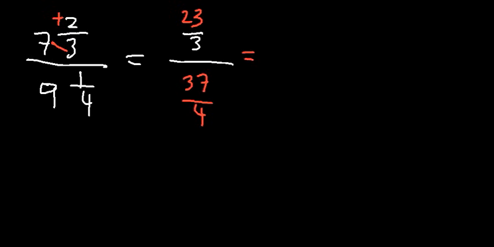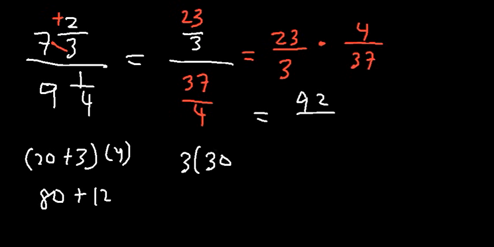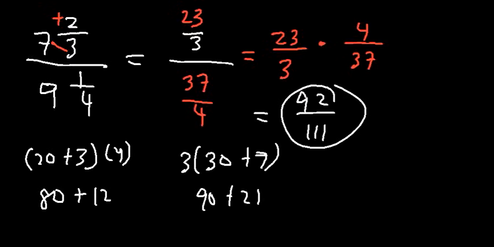And then you can use keep, change, flip. So it's 23 over 3 times 4 over 37. So 23 times 4, let's see, that's 20 plus 3 times 4. 4 times 20 is 80. 3 times 4 is 12, so that's 92. And 3 times 37, that's 3 times 30 plus 7, so that's 90 plus 21, that's 111. And it doesn't look like we can simplify this, so that's our answer, 92 over 111.